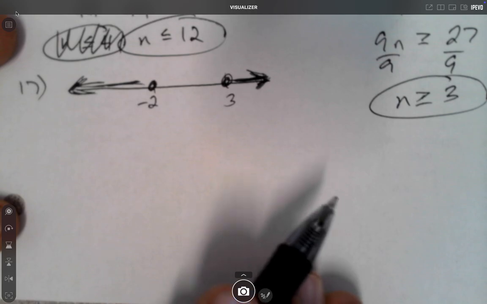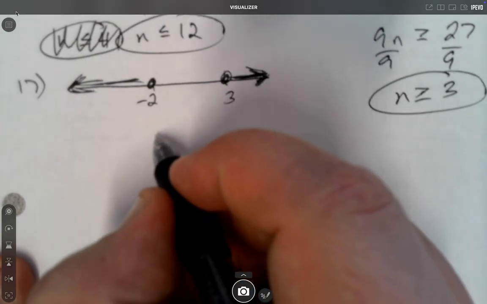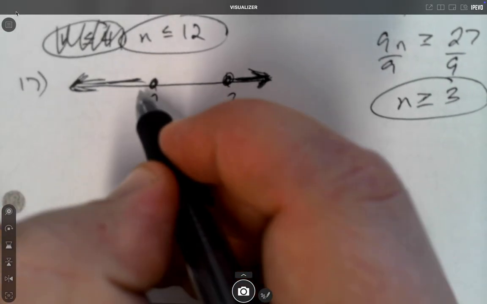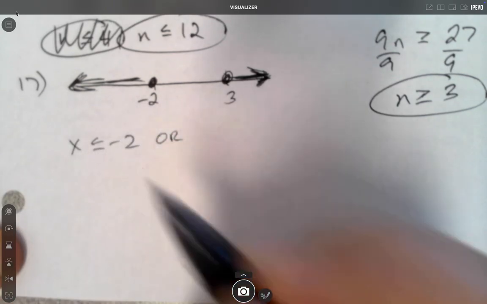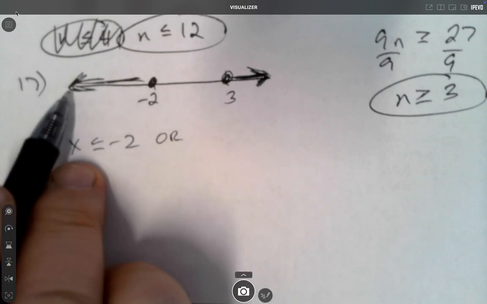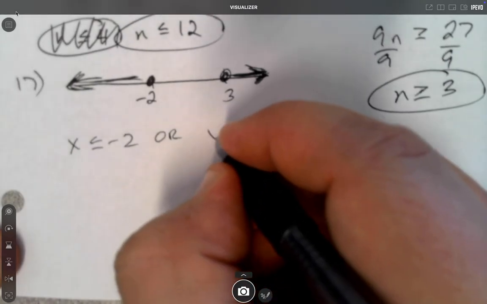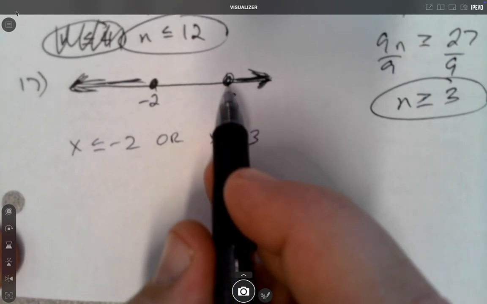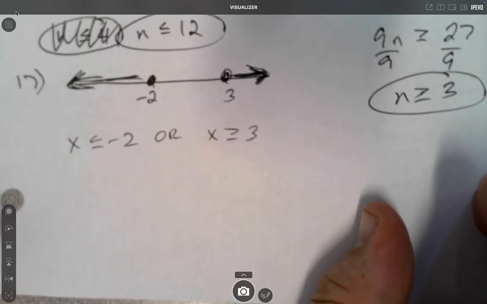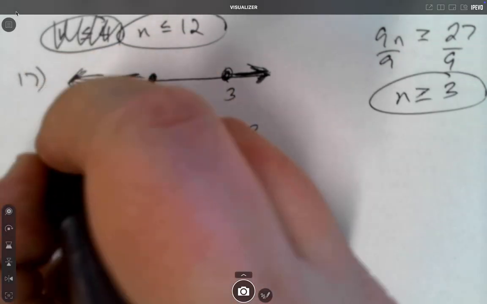Well, first of all, I know it has to be an or question because there's no way for us to have two separate pieces unless it's an or. So as we look at this, this is -2 or smaller. So we'd say x is less than or equal to -2. I know it's less than because it shades to the left. I know it's or equal to because it's a closed circle. This one would say x is greater than or equal to 3 because of the closed dot at 3. It's bigger numbers than 3 that are shaded, so it's greater than or equal to 3. And that lines up with B on the multiple choice.